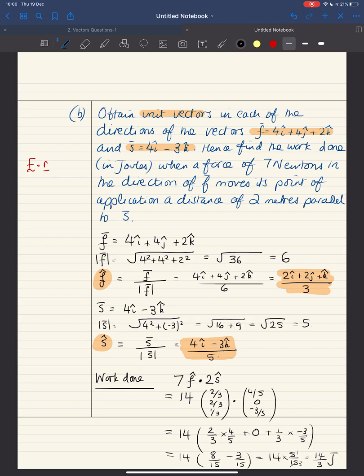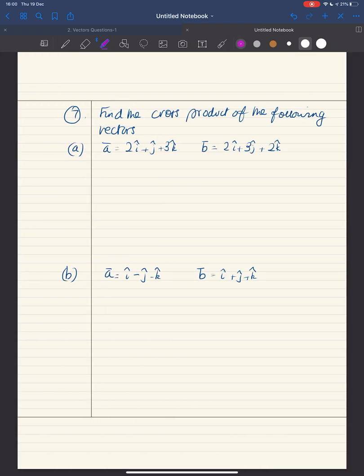Okay, so I'll just put that in where this colour comes in. So the work done, so the key bits is this, oops, that should be in a pink. It's the 7 and the 2, and then F hat and S hat. And that's the final answer there. Okay, number 7.